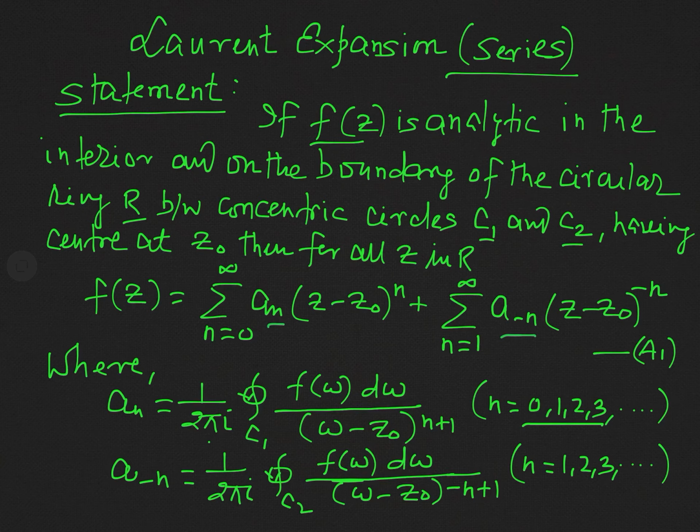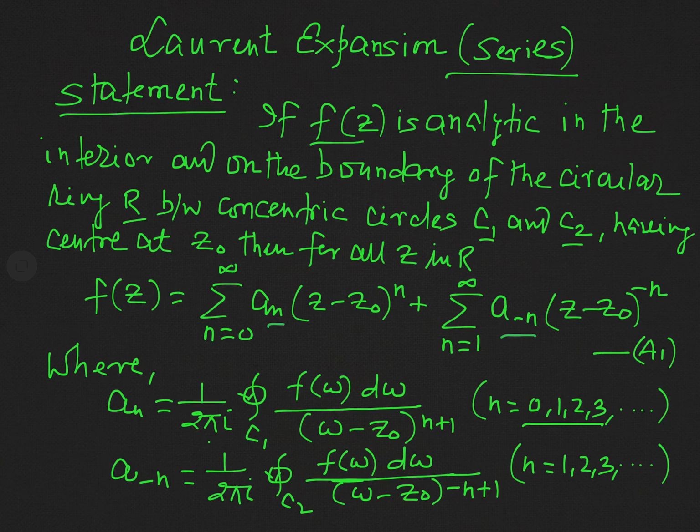And a_minus_n is defined in this way. This is 1 over 2 pi i integral along C2 in anti-clockwise sense, f of w dw over (w minus z0) to the power minus n plus 1, and in this expression n is from 1 to infinity, that is 1, 2, 3, 4 and so on. Actually in this expression, this point z equal to w lies on the circle C2.